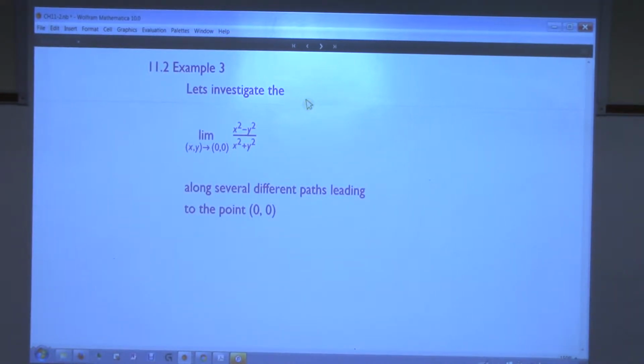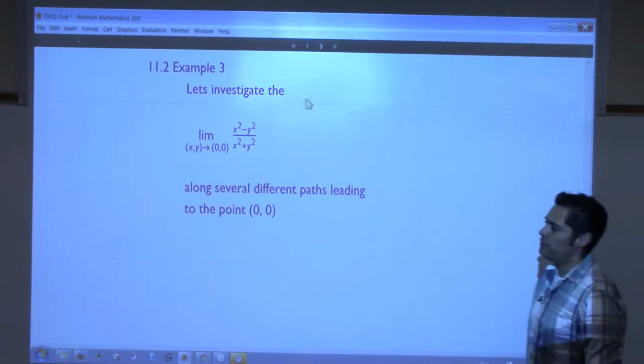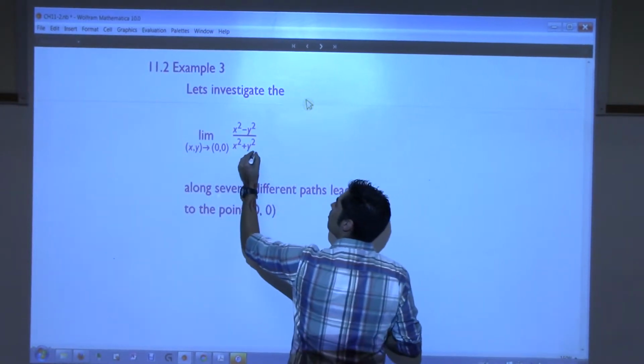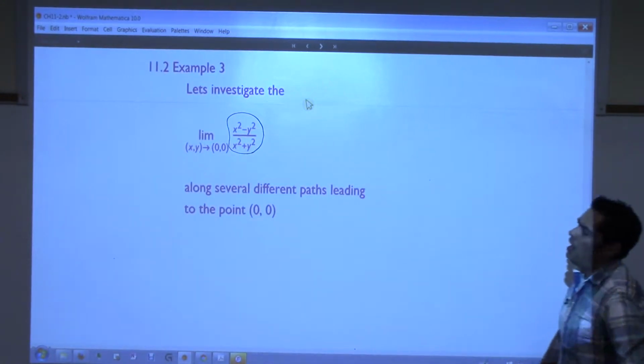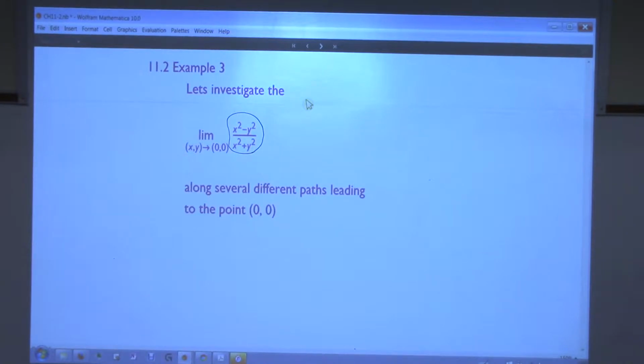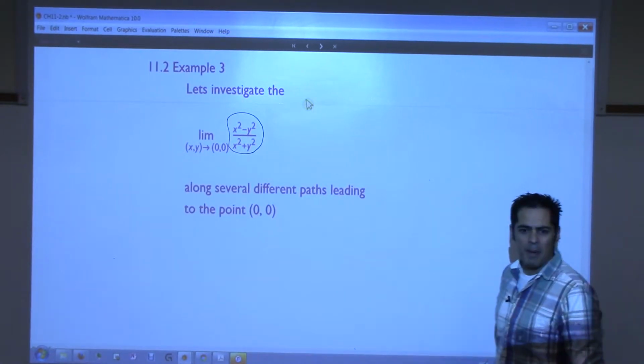All right, so let's try this. We are going to investigate this function. This is my actual function of x right here. And I want to know what the limit is as xy approaches 0, 0. And I'm going to look at several different paths.